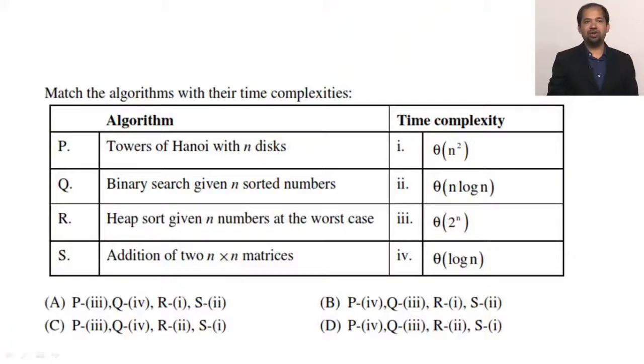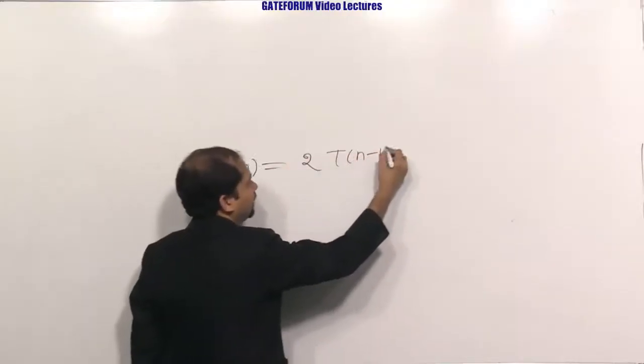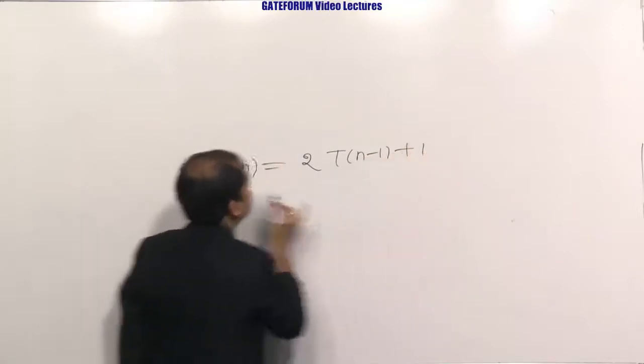So now in this question, again we have to match left side with the right side, and on the left side we are given algorithms, and on the right side we are given the time complexity. So see, Tower of Hanoi with n disks. Tower of Hanoi we know is 2 to the power n, because the recurrence relation for Tower of Hanoi is T(n) = 2T(n-1) + 1. Right. So this is Tower of Hanoi.